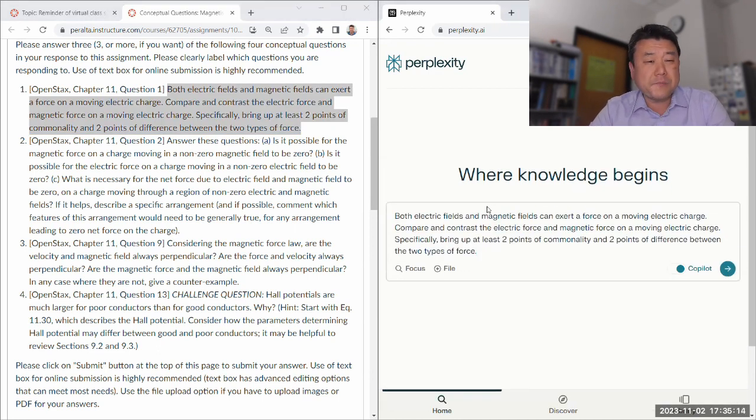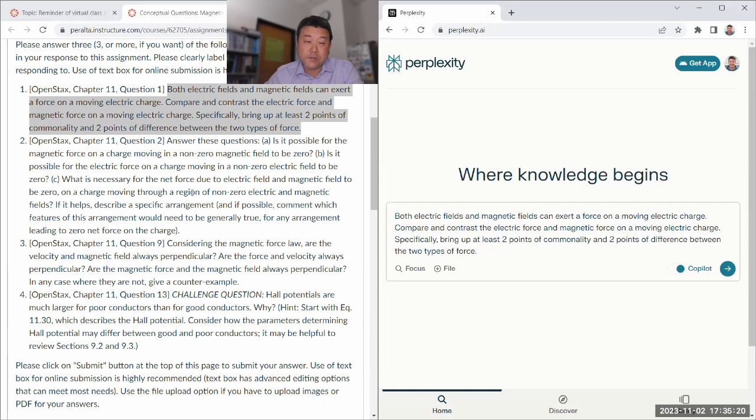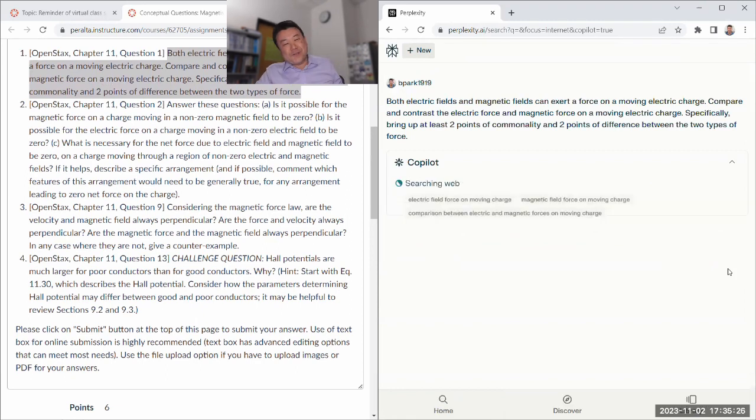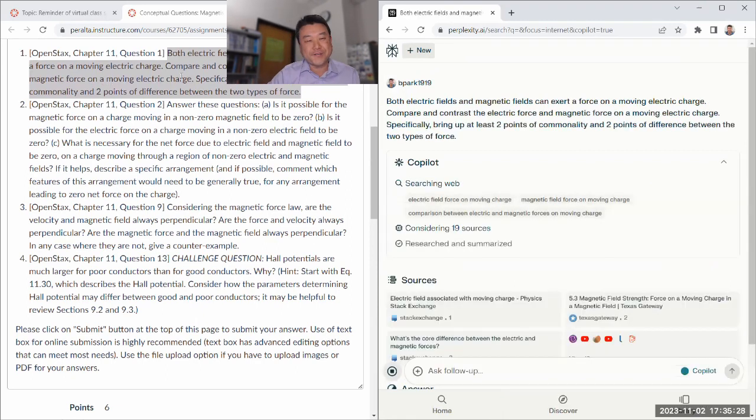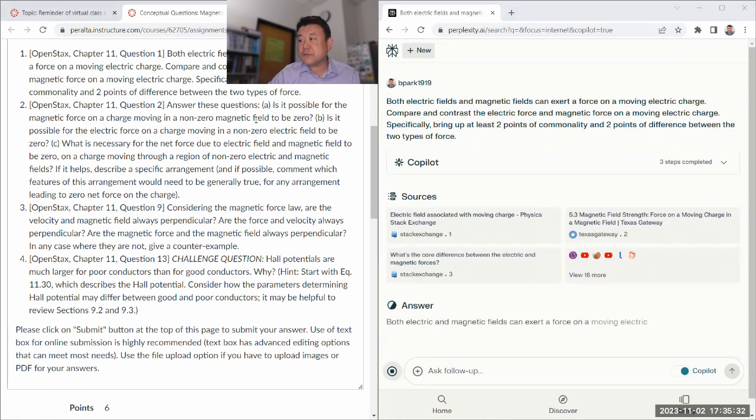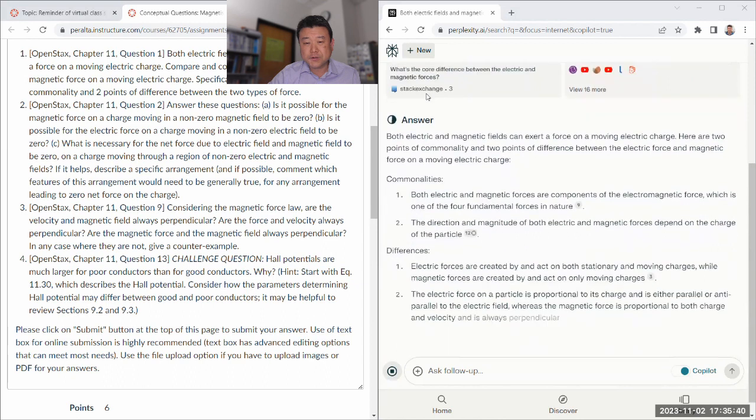Just be aware, sometimes it's not right. It hallucinates. It gives wrong answers very confidently. That's really one of the reasons I'm doing this, so that I can make fun of it when it's wrong. Or at least check if it tends to answer these types of questions correctly. So let's see, both electric fields, compare and contrast, it'll probably do okay. It tends to do okay with these types of questions.